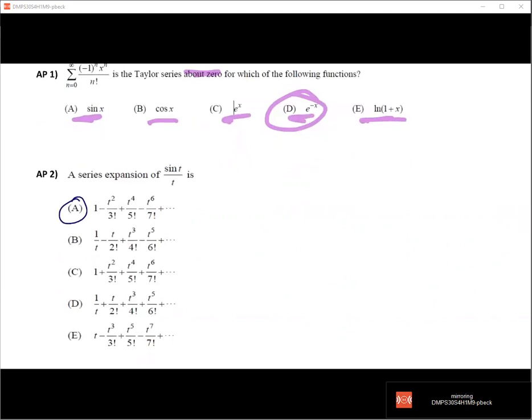For AP problem number 2, you see what that series, we're looking to see which one it is. So we need to know what the sine series is. And if you remember, the sine series of t is going to be t minus t cubed over 3 factorial plus t to the 5th over 5 factorial, et cetera, et cetera. But if we divide all of those by t, we're going to get answer choice A.